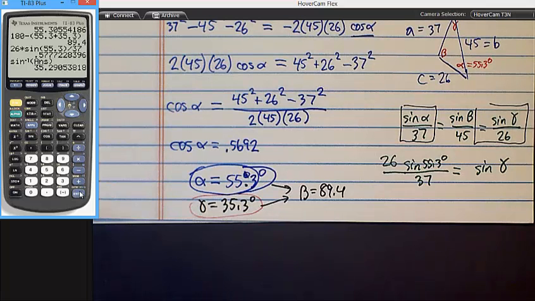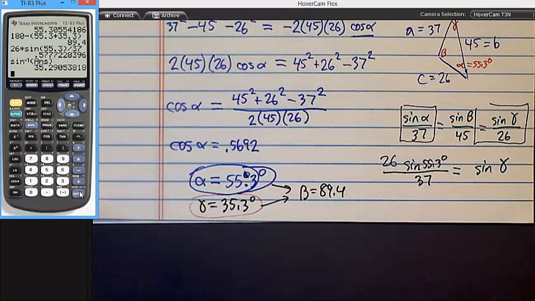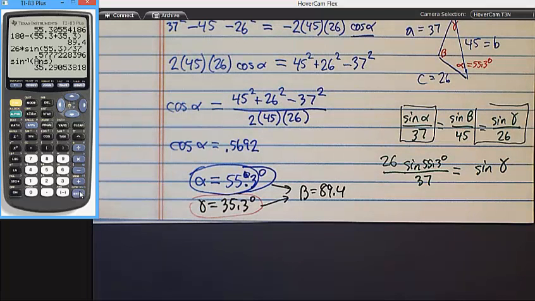I like the law of cosines, but it's a little bit longer than the law of sines. So I tend to use the law of cosines when I have to. I use the law of sines when I can't. You guys understand?